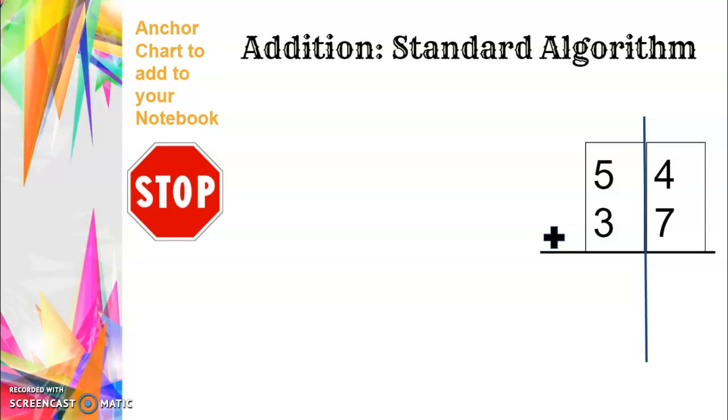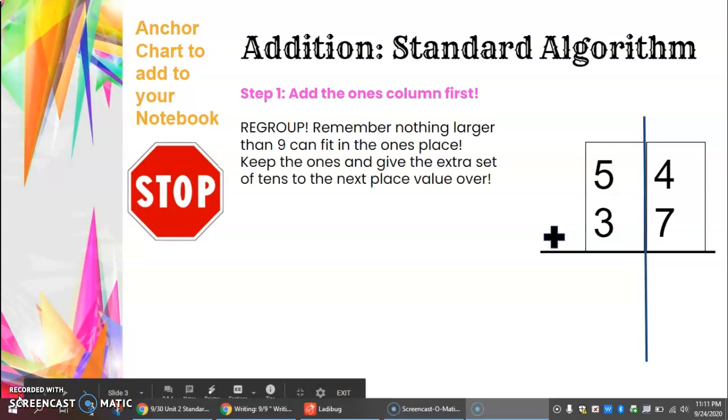So here's our anchor chart to add to your notebook. So pause the video here and write down the examples so that way you can get some practice. So here's our addition standard algorithm. So we have a 2-digit number with our ones and our tens place. It is 54 plus 37. Make sure to be taking notes as I go through our steps.